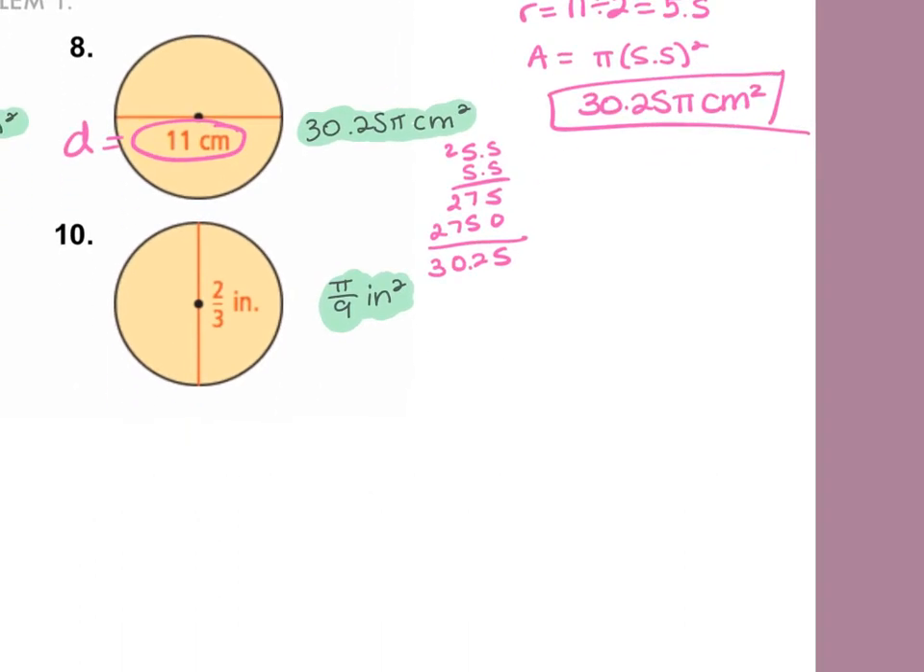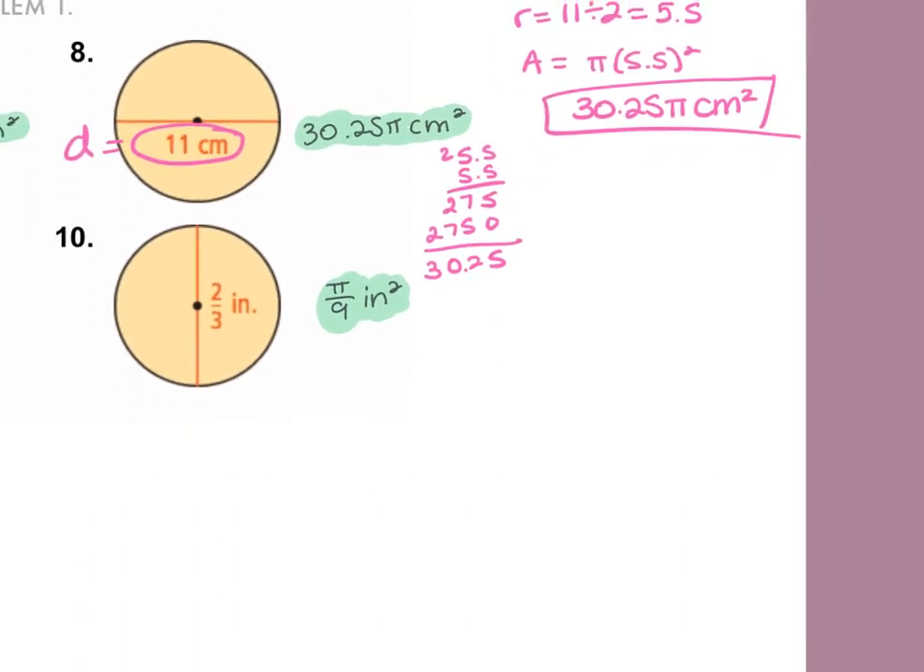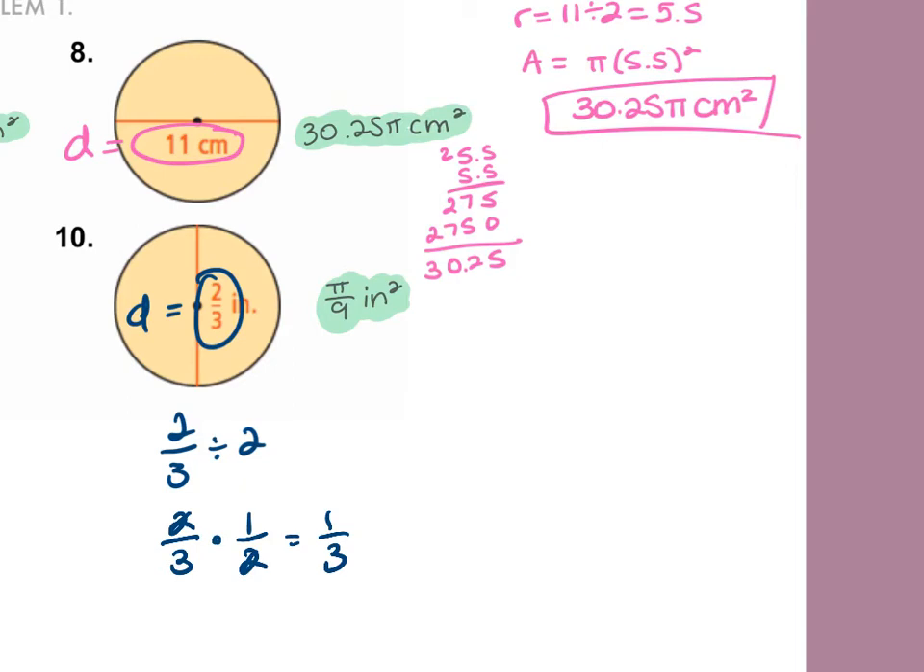Number 10, sure. All right, so again, same thing. This time they give you the diameter, right? This 2/3 is your diameter. So if I want to find the radius, I have to divide 2/3 by 2. It's a fraction, so when we divide fractions, we multiply by the reciprocal. Keep, change, flip. So that's the same thing as multiplying by a half. The 2's would cancel, and I end up with a 1/3. So a 1/3 is a half of 2/3, which should make sense. That's my radius.